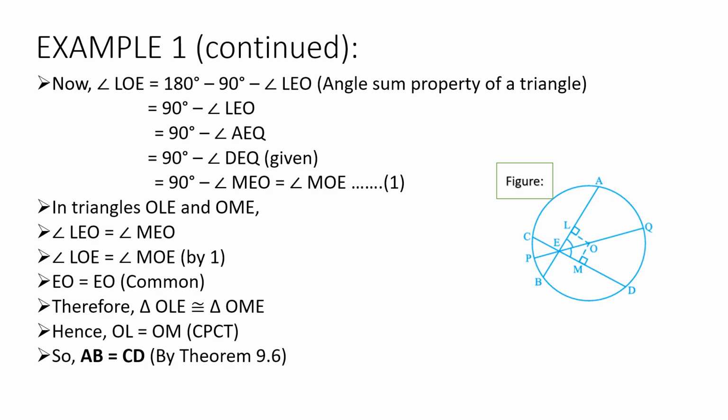Now consider triangles OLE and OME. So we have angle LEO is equal to angle MEO. Correct? It is given to us. Again, by the first part we have proved angle LOE and angle MOE are equal. EO is equal to EO, common. Therefore, triangle OLE is congruent to triangle OME. So by CPCT, OL and OM are equal. So by theorem 9.6, which we have just seen, the distance of the perpendicular is equal, so the chords are equal. AB is equal to CD.